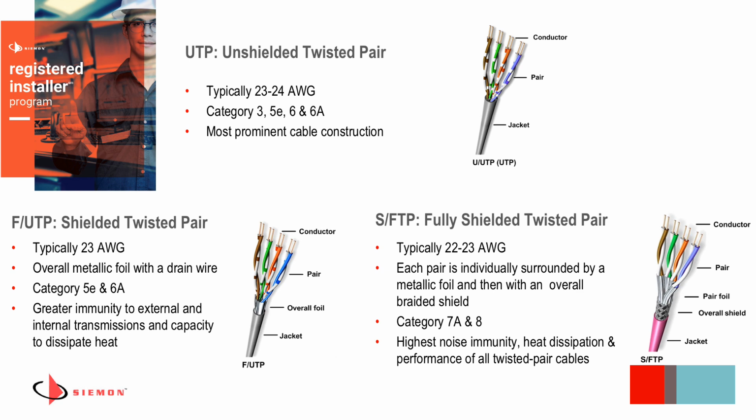Actually going down to category 3, but that's really more of a legacy design. And it's the most prominent construction. So you just effectively have 4 twisted pairs underneath the cable jacket. Very, very simple. The next level up is where you introduce shielding.